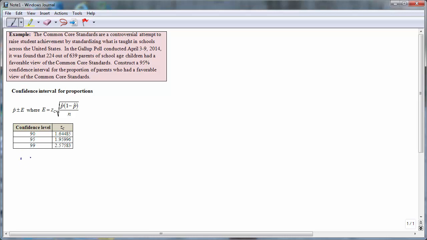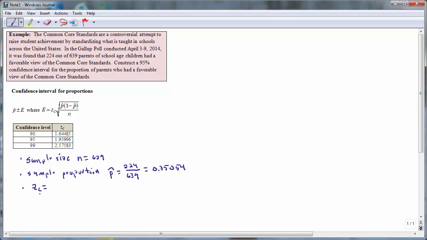So we need the sample size. n is equal to 639. We need the sample proportion. p hat is our symbol for the sample proportion. And we would calculate it by taking 224, the number of parents who support the Common Core, divided by the total number of parents, 639. Evaluate this on a calculator to obtain 0.35054.